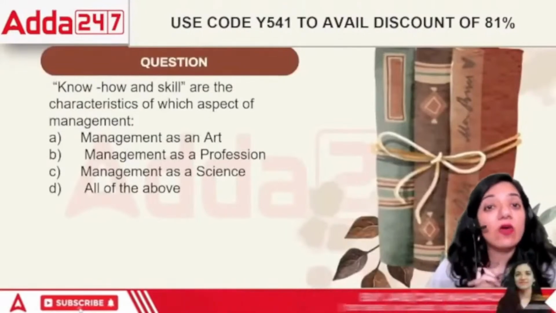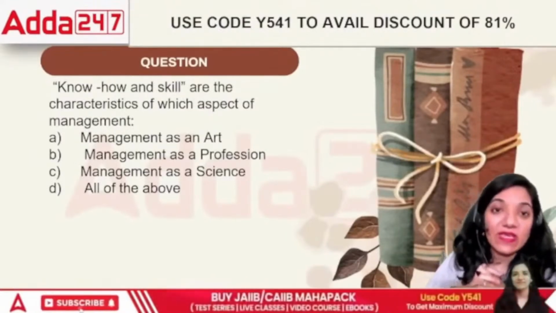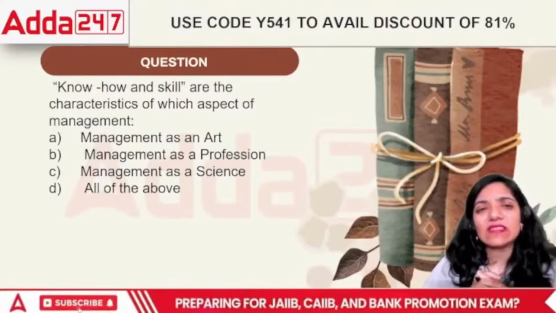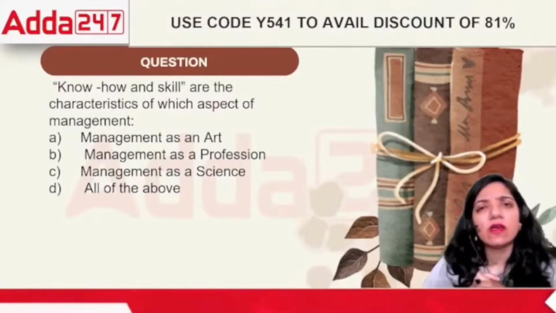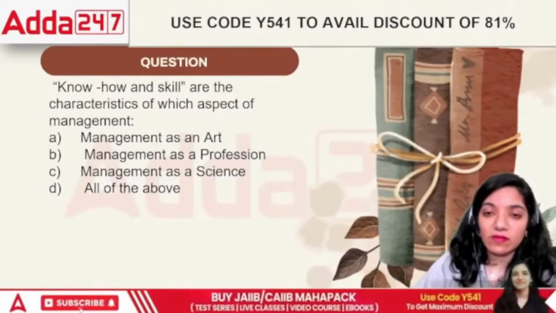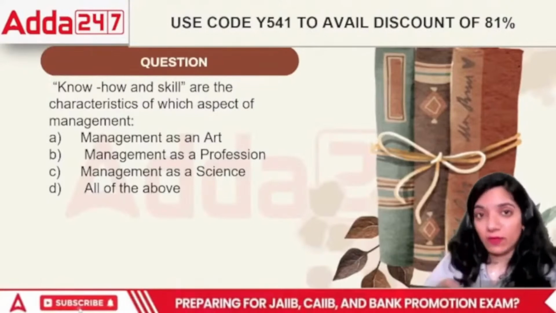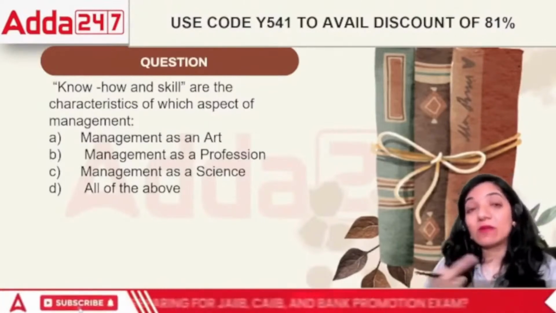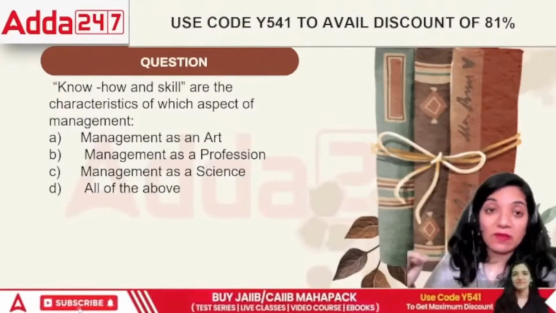Okay, the next question is, know-how and skill are characteristics of which aspect of management? In terms of management, where do know-how and skill stand? It is management as an art, management as a profession, management as a science, or all of the above. See, a skill is basically knowing that particular thing. For example, I might be knowing a specific way of working. In this case, if I say I know that particular thing, that's an art for me. Know-how, if I had been dancing for the last 10 years, 15 years, then I learn that particular thing. I become skilled in it. If I'm good at painting, then that painting is my skill, which gets better and better every single day.